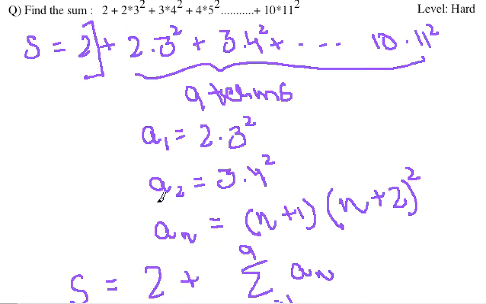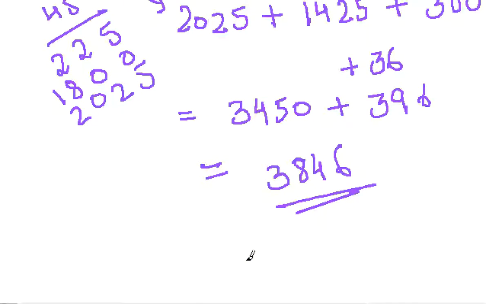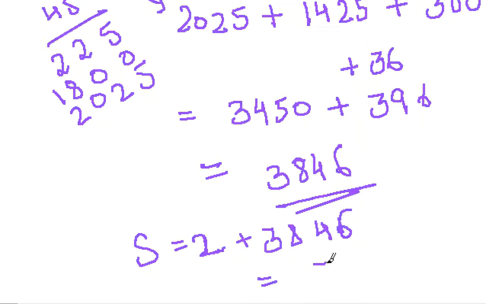Now we just need to add 2 to 3846. So what will be S? S is nothing but 2 plus 3846, which is 3848. This is the required answer.